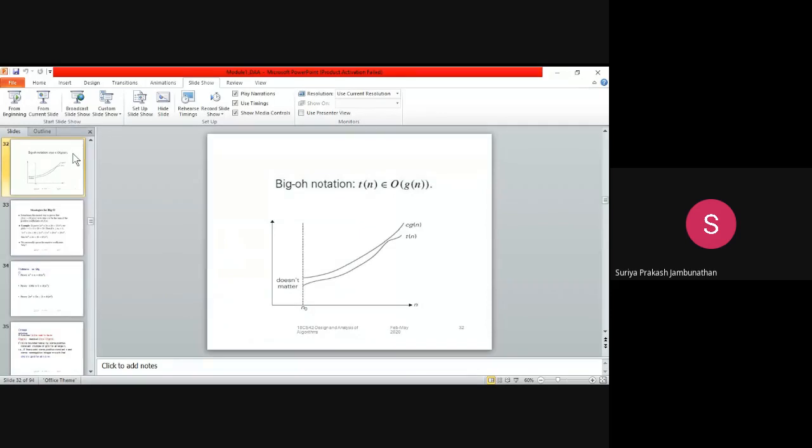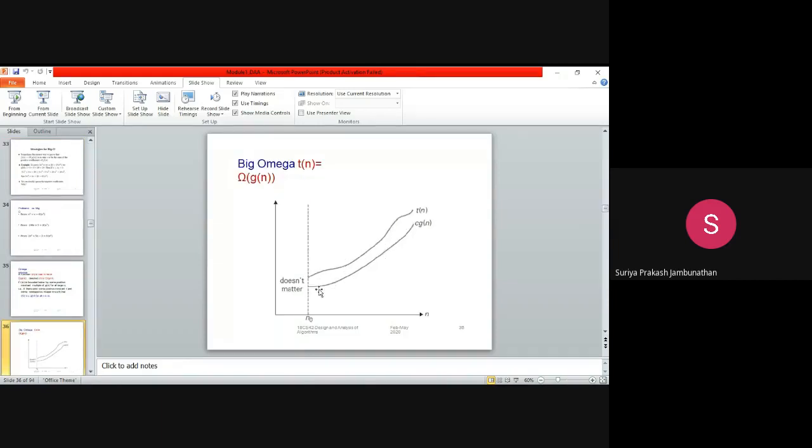So in big O notation, you can see the diagram of T of n will be somewhat near to the C of G of n. When we come to big omega, it will be somewhat parallelly reaching the T of n. The C of G of n, the general function, will be somewhat near to T of n. So in this case, we are going for big omega.